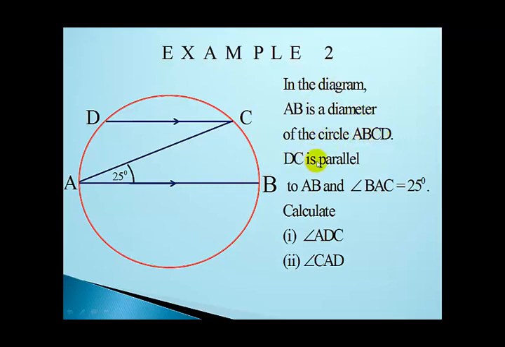DC is parallel to AB. That is, the line DC is parallel to the line AB. If the line DC is parallel to the line AB, then it means that the angle at C is also equal to 25, because alternate angles are equal. Take note, it is from the question that DC is parallel to AB. Now let's proceed. Angle BAC is equal to 25 degrees.